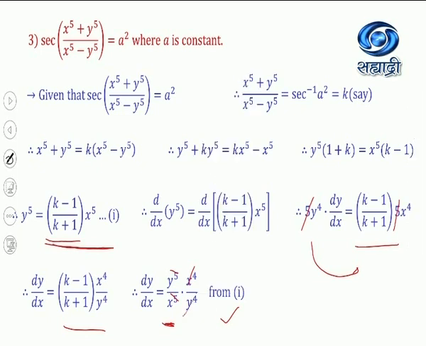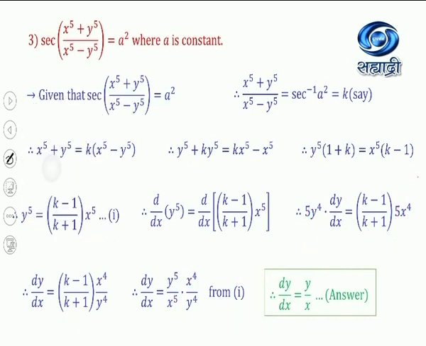So what do we get? Here we get y in the numerator and x in the denominator. So our answer is dy by dx equal to y upon x. Now this is our final answer. Now we will stop here.